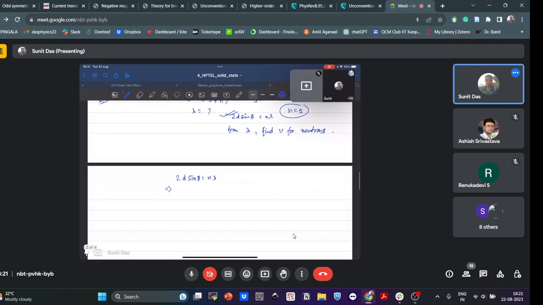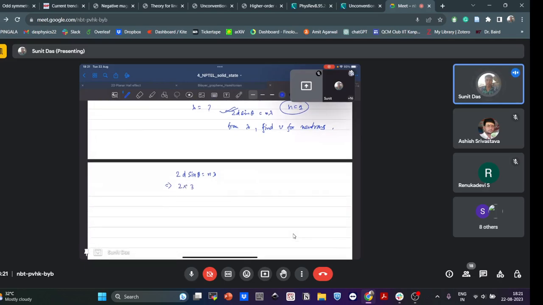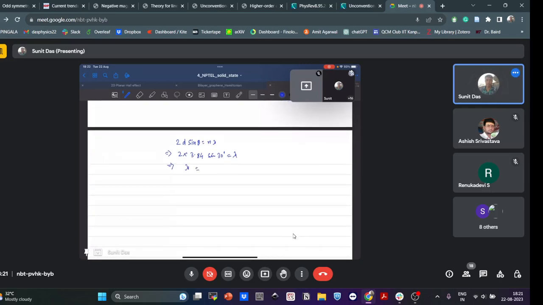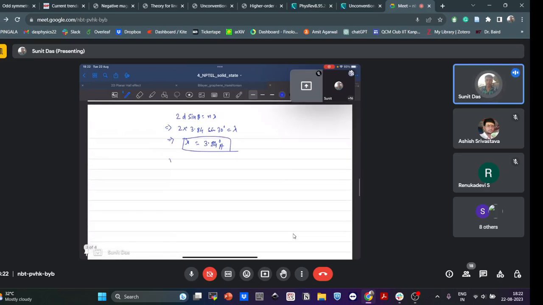Now 2 into 3.84 into sin 30 equal to lambda. So this means lambda will be 3.84 angstrom. Okay, so this is lambda, but we need to find the velocity.